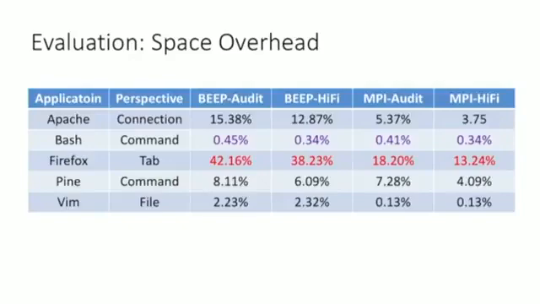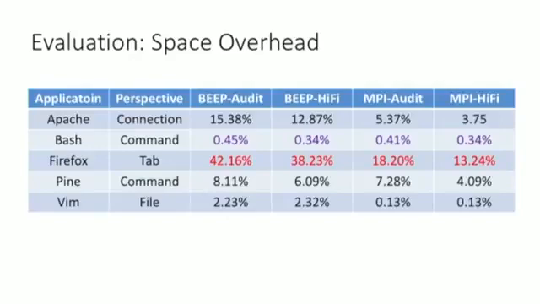The first column is the application. The second one is the partition we use for MPI. And the next two columns show the comparison with BIP. We use two different provenance systems. One is the Linux audit system. The other one is Hi-Fi, another very popular provenance system just published in 2013. And the last two columns show the numbers for MPI on the two different provenance systems.